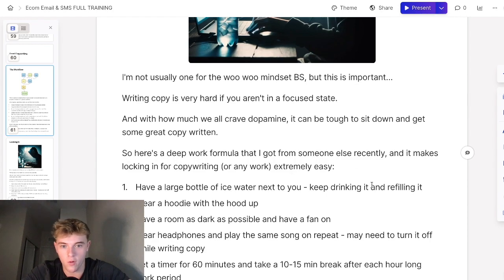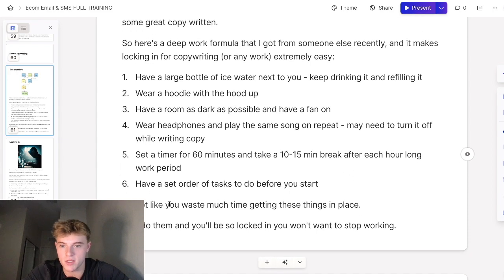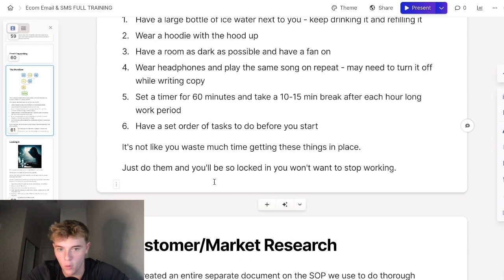So I have a deep work formula that I got from someone else. It's actually an agency owner who scaled his agency up to, I believe, 8 figures or really close to it. And it makes locking in for copywriting or any type of work really easy. So first, you're going to have a large bottle of ice water next to you. You're going to keep drinking it and refilling it. You're going to wear a hoodie with the hood up. You're going to have the room as dark as possible with a fan on. You're going to wear headphones and play the same song on repeat. You might need to turn that off while you're actually writing copy. Set a timer for 60 minutes and take a 10 to 15 minute break after each hour-long work period. Then the last piece of this is to have a set order of tasks to do before you start.